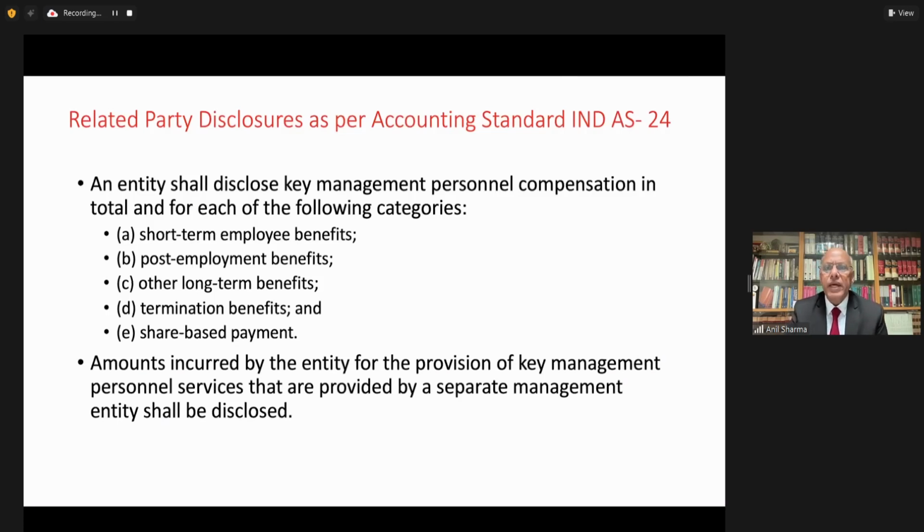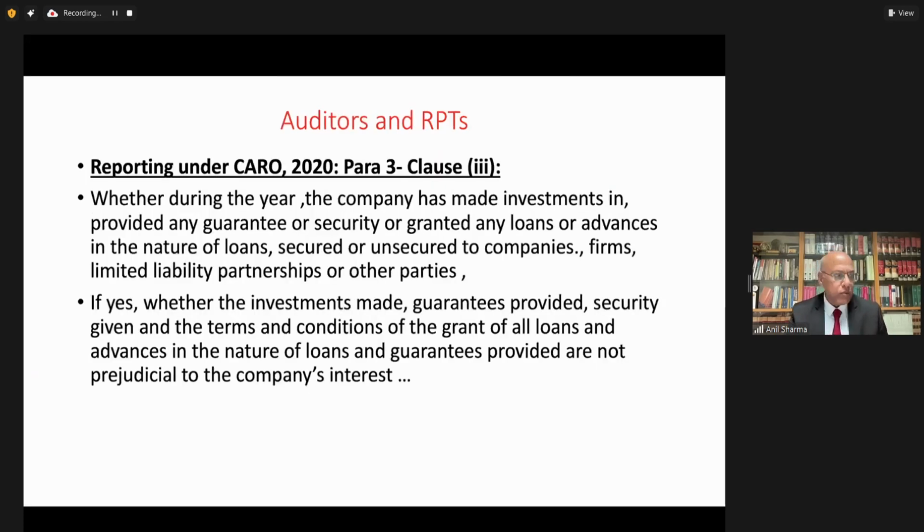In the case of key managerial personnel, short-term employee benefits, post-employment benefits, other long-term benefits, termination benefits and share-based payment are also required to be disclosed, which technically are not required to be shown separately as per AS 18. So now looking at the timeline, let me come to the auditor's role with regard to RPTs.